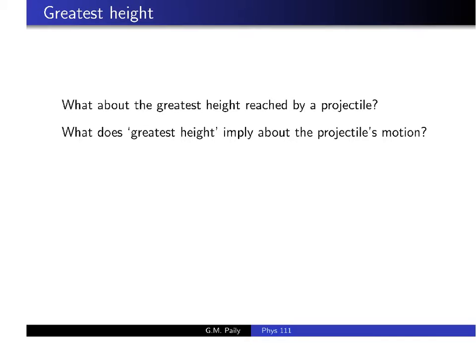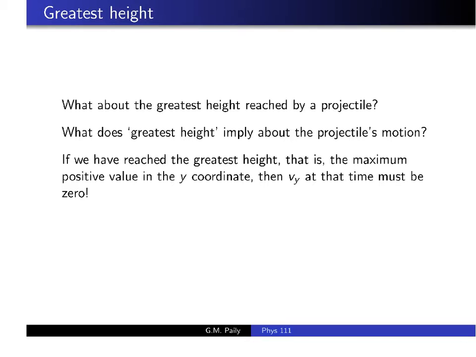Let's look at some other properties of this projectile motion. What can we say about the greatest height reached by a projectile? In fact, what does the greatest height imply about the projectile's motion? At the greatest height, we know that since the y-coordinate has reached its maximum value, Vy must be 0 at that time. So let's figure this out.